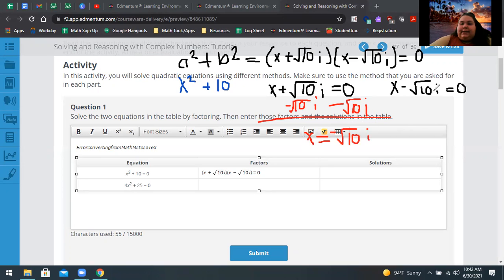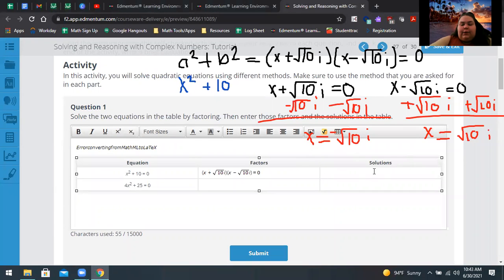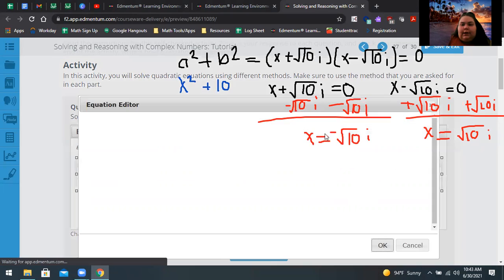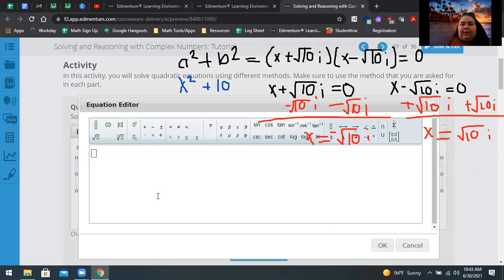Again, we repeat the same steps here, but this one's different. Right now we have minus square root 10i. We're going to do the opposite, plus square root 10i. And here we have x equals positive square root 10i. Don't need the plus sign there. So what I'm going to do is also use my equation editor because again, we have to write out the square root of 10. So I'm going to click under here, click on my yellow button, and type out those answers.